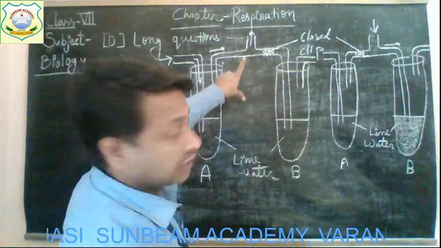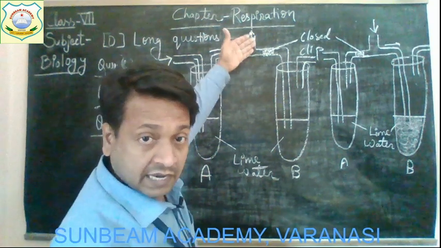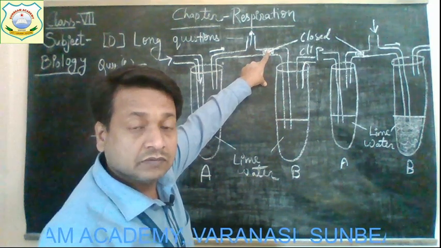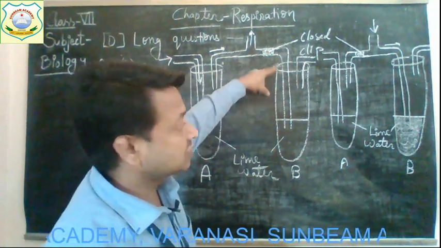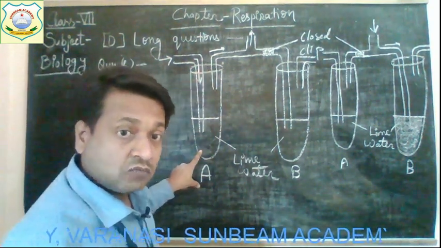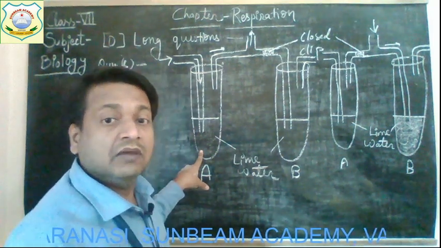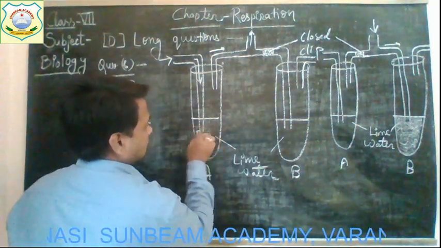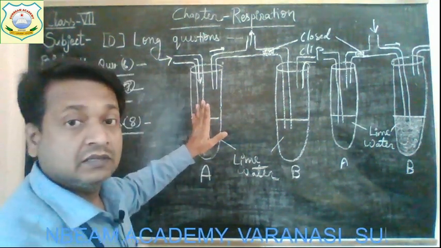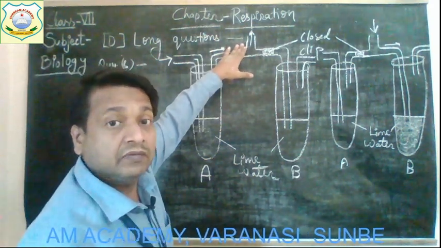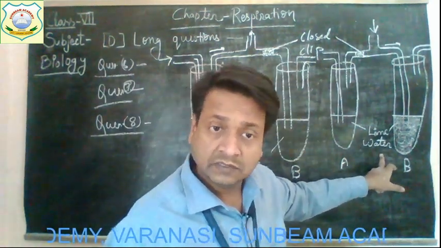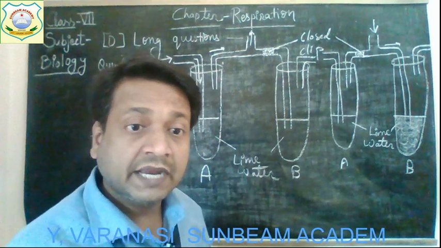Whereas in this first setup, when inhalation takes place, as this clip is closed, the air will not come from test tube B. It comes from test tube A, and this lime water turns milky very little. Okay, so this shows that the inhaled air has less carbon dioxide as compared to exhaled air. Get it? So simply what we'll do for this activity?